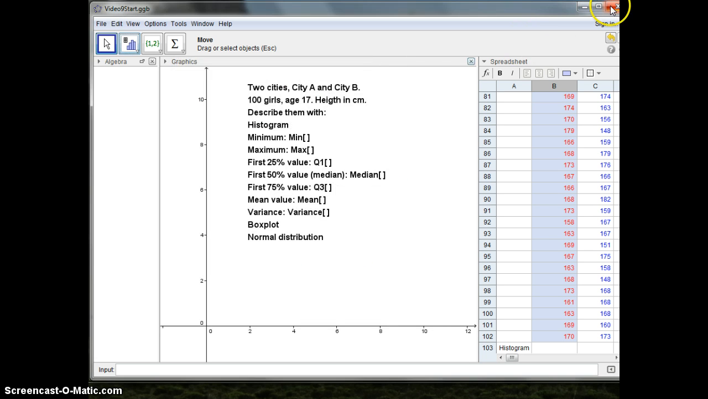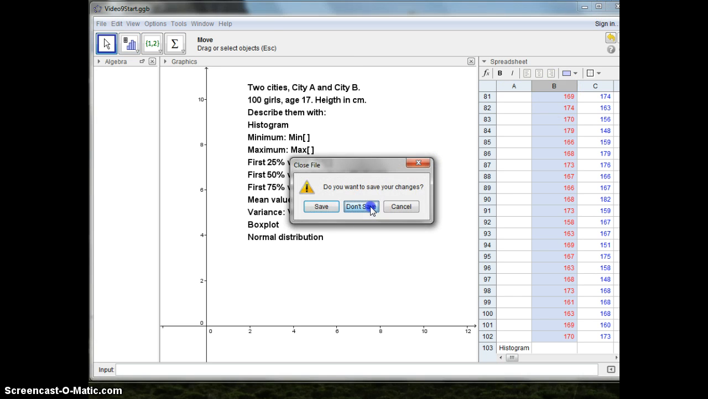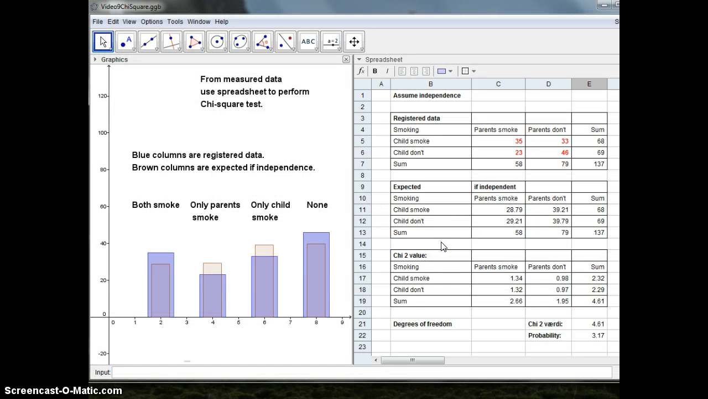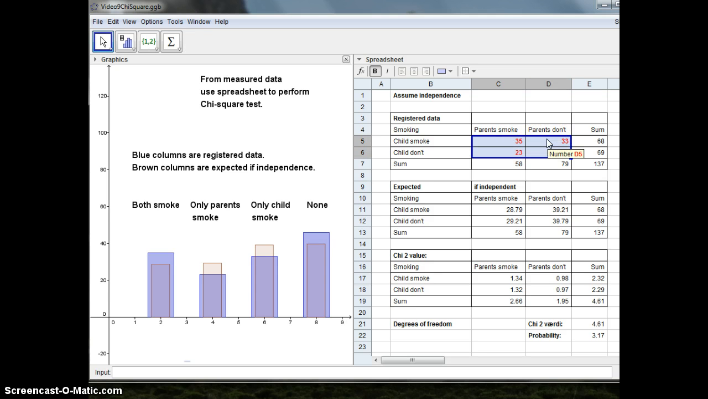Close down, don't save. And here I have another example, and here the calculator comes in very useful. But at first in the spreadsheet here I have done it without a calculator. I assume that these four data are registered in some way or another. It is about whether or not, if parents smoke in a home, the child will smoke or not.